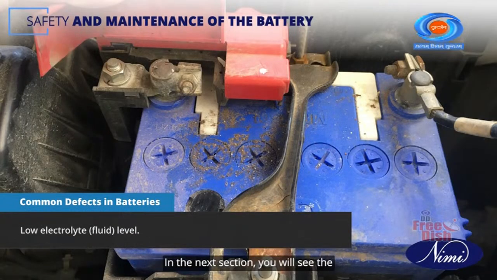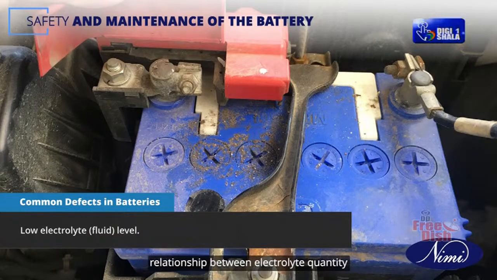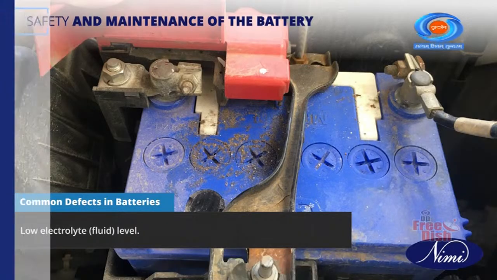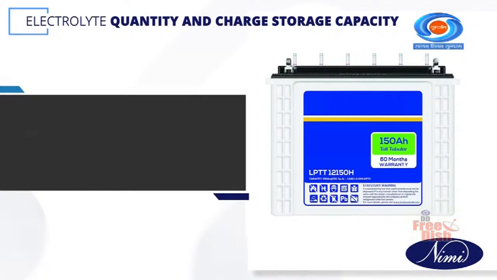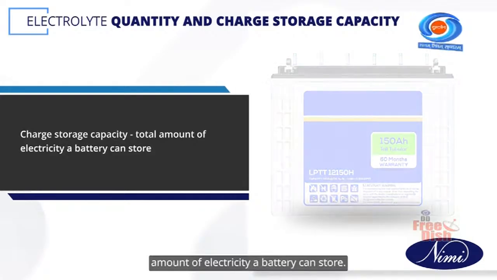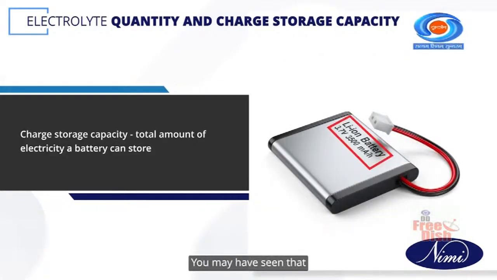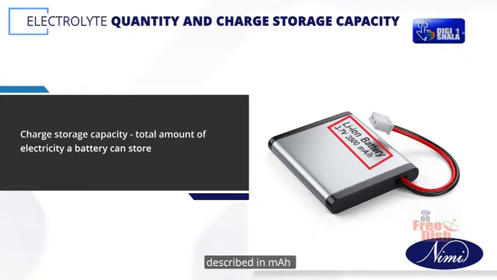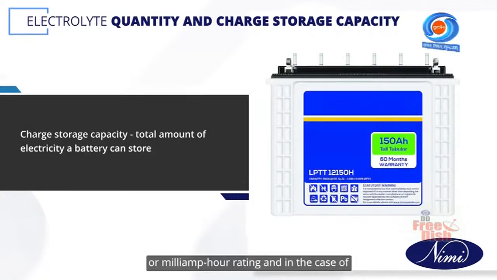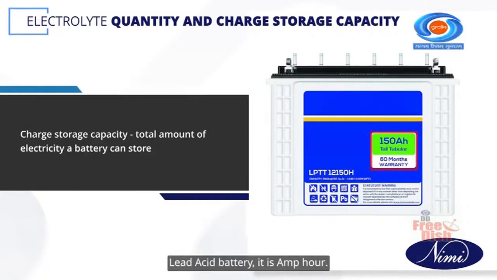In the next section, you will see the relationship between electrolyte quantity and charge storage capacity. The charge storage capacity is the total amount of electricity a battery can store. You may have seen that lithium battery storage capacity is described in mAh or milliamp hour rating, and in the case of lead acid battery, it is amp hour.